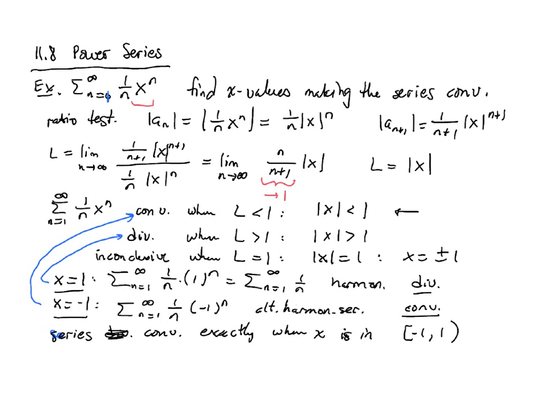Now, something important to note is that this range of x values where the series converges is an interval. And in fact, this interval has a special name. It's called the interval of convergence. Okay. And now we're in a position to talk about power series in general.